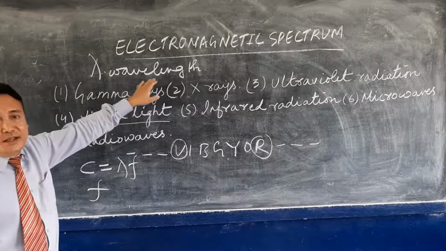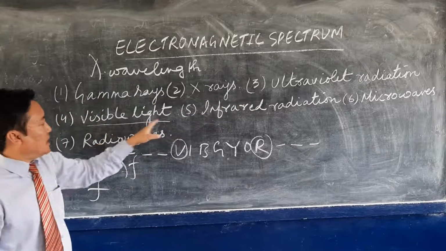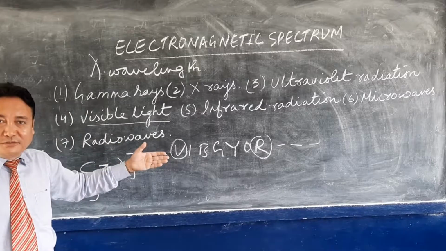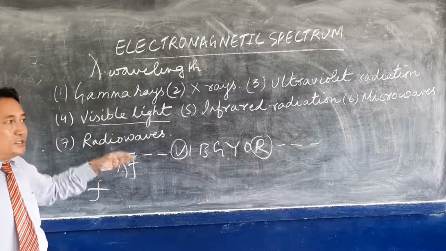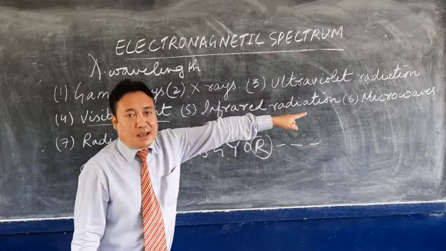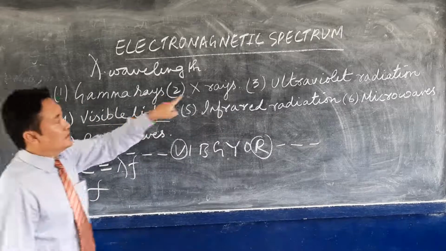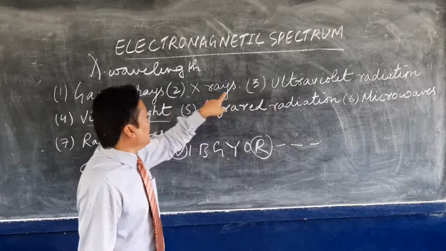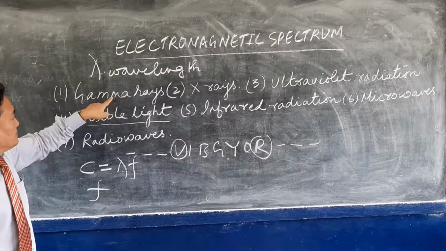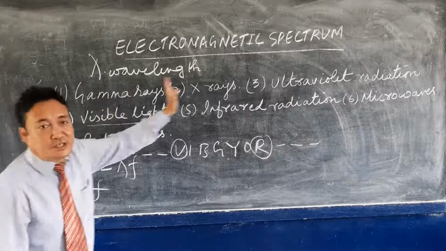Now according to the wavelength, increasing wavelength, first comes gamma rays, X-rays, ultraviolet radiation, visible light, infrared radiation, microwaves and radio waves. But depending upon the frequency, the least frequency is radio waves. Then after that comes microwaves, infrared radiation, then visible light, then ultraviolet radiation, then X-rays, then gamma rays. So in terms of frequency, gamma rays has the maximum frequency. So you just interchange that.